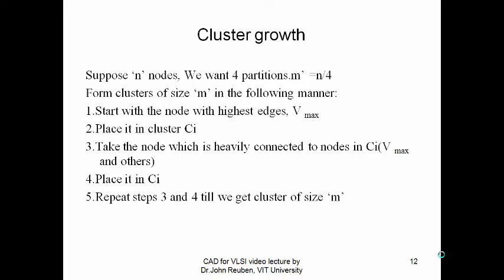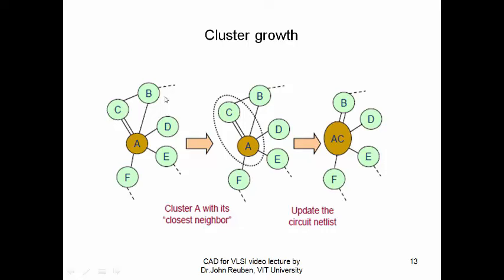Here I have a small example of cluster growth, which is used to generate an initial partition. Supposing we have n nodes and we want to partition them into 4 partitions. What we can do is start with the node which has the highest number of edges. Here is a small illustration. We have a netlist represented as a graph, where the nodes represent the gates and the edges represent the nets, or the interconnections between the gates.